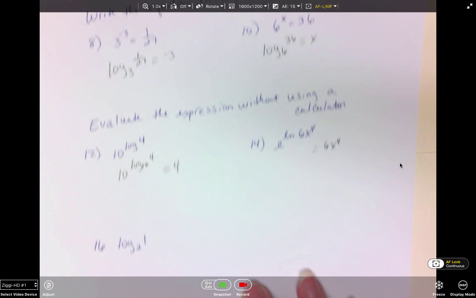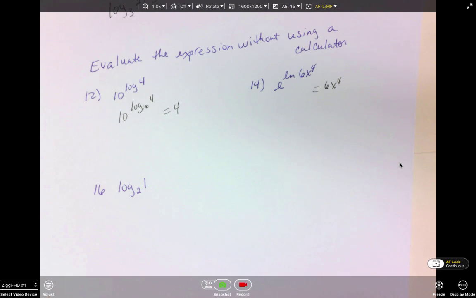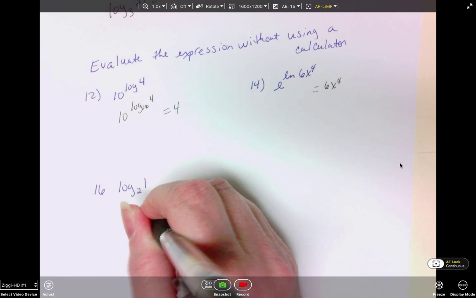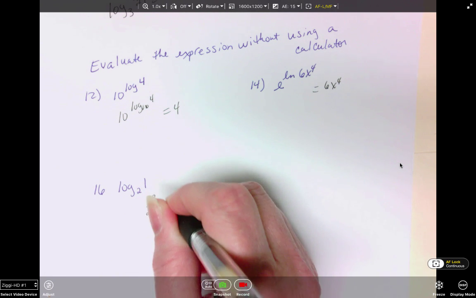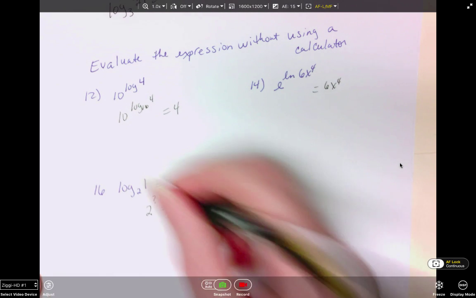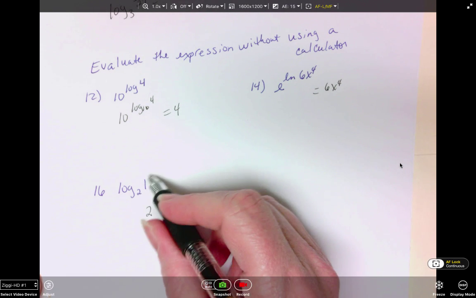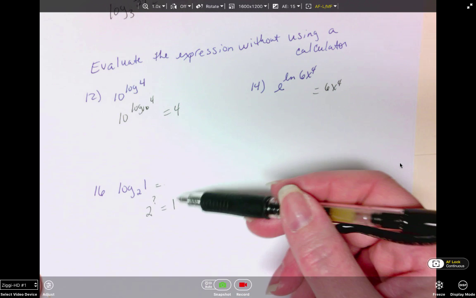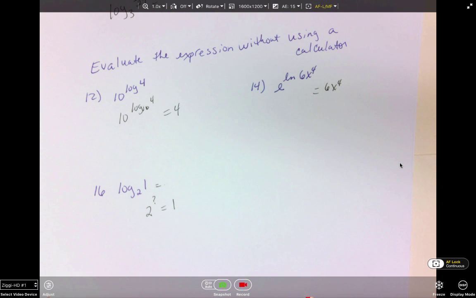Now when we're looking at something like log base 2 of 1, if we write this in exponential form, it will make a little bit more sense. So we're looking at 2 to what power will equal 1? Because if we had an equal sign here, this value would come over to be the exponent, and this becomes what it equals. So how do we get 2 to be equal to 1?